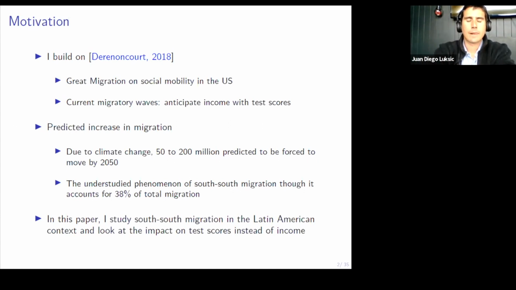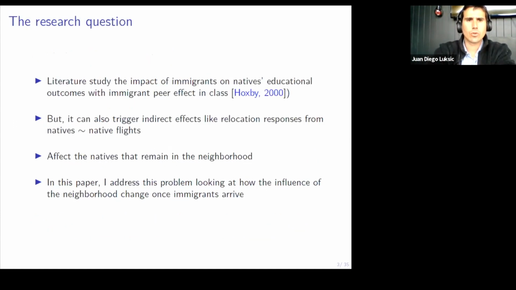So the research question is the following: in general, the literature looks at the impacts of immigrants on native test scores by looking at the immigrant peer effect. This follows Hoxby 2000, with different alternatives, but it's mainly that. But migration can also trigger indirect effects. This is what I call indirect effects.